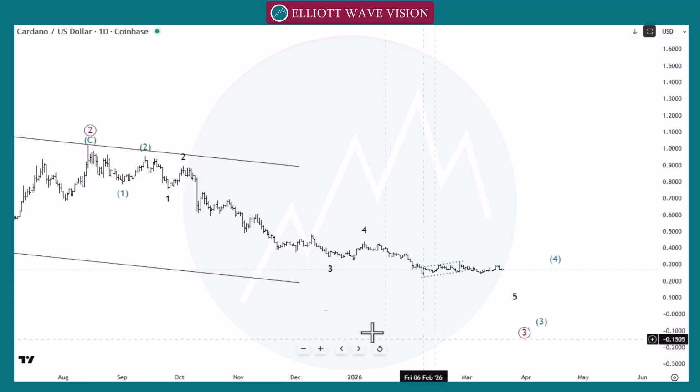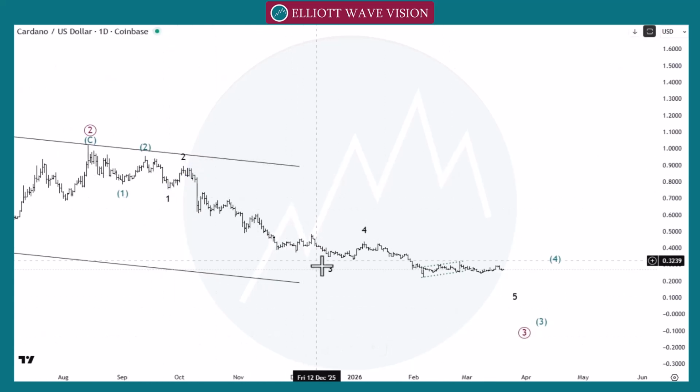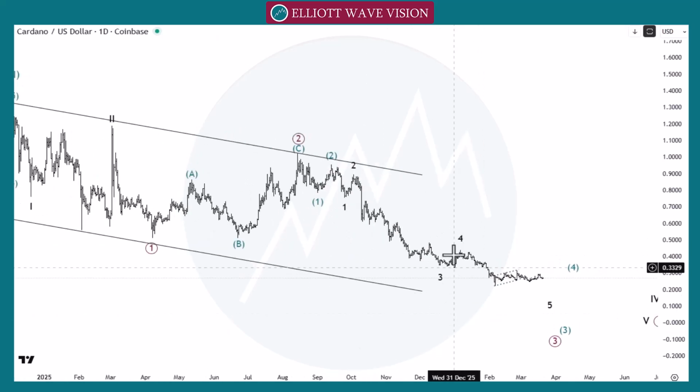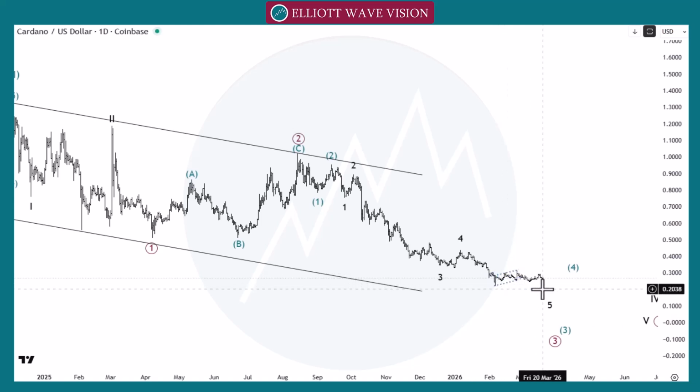So we count this structure as a black wave 1, black wave 2, black wave 3, black wave 4. Now we count this move as a brown wave 1, brown wave 2, 3, 4, and 5. So the market crossed this 0.3, the strong and larger number 0.2. The market did not touch the 0.2. So the market crossed this point and directly created a low.